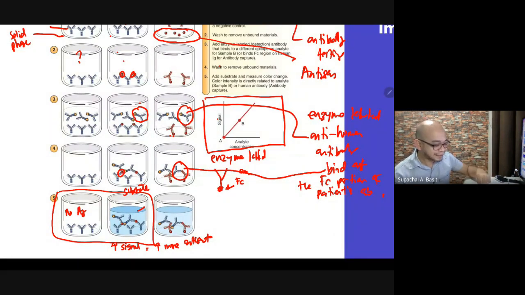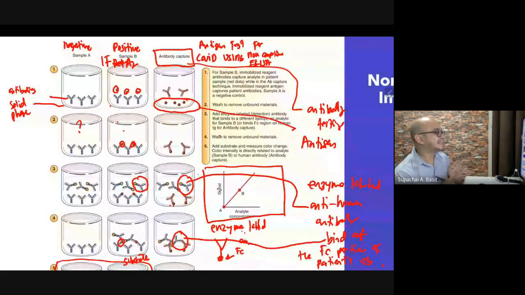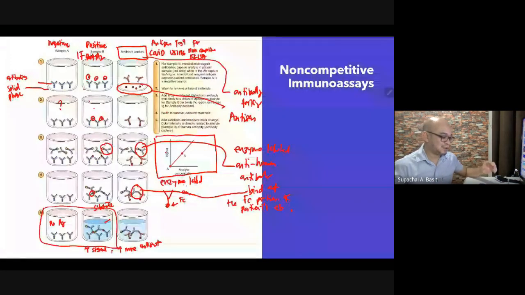Let me correct myself again. If you are trying to detect antibodies, such as the one that we illustrate here in the third row, you will be using an enzyme labeled anti-human antibody. But if you are detecting an antigen, you will simply use an enzyme labeled antibody. So that's the basic difference. Basically, this is the non-competitive immunoassay.